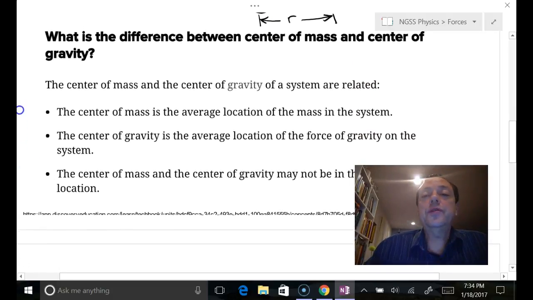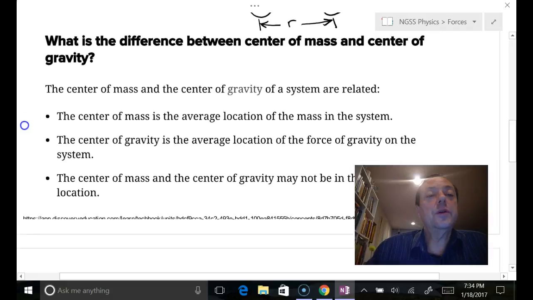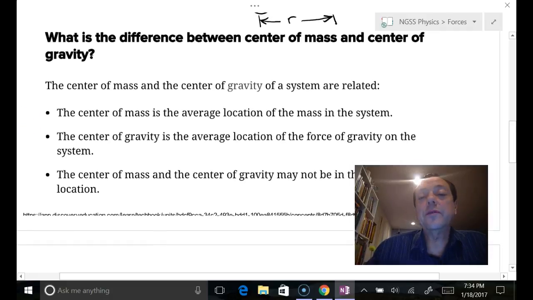What is the difference between center of mass and center of gravity? Well, the center of mass and the center of gravity are related. The center of mass is the average location of the mass in the system, and the center of gravity is the average location of the force of gravity on the system. Typically, these two occur in the same place. When they don't is when you have a non-uniform gravitational field.